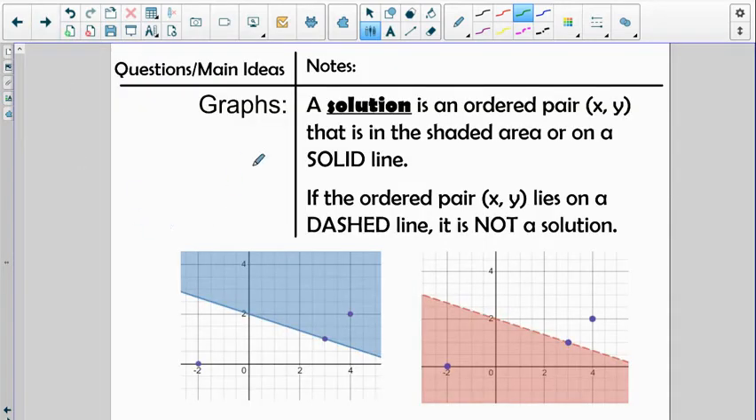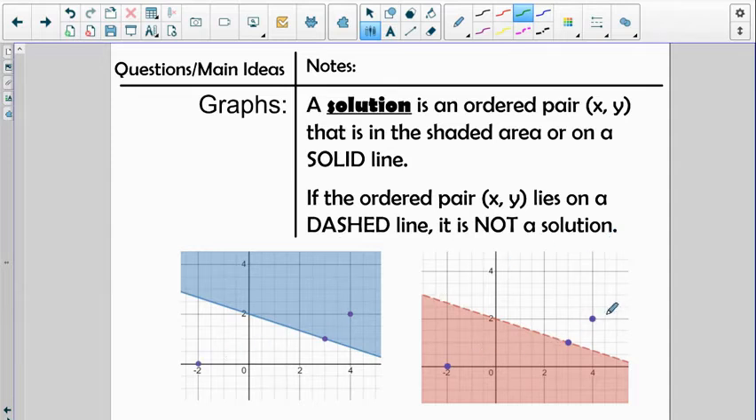When we're looking at our graphs, a solution is an ordered pair, an x comma y, like a point on a graph, that is in the shaded area, the shaded region, or it's also a solution if it's on a solid line. Notice I have here two different types of inequality graphs. One of them has a solid line, and one of them has what we call a dashed line. If the ordered pair lies on a dashed line, it is not a solution.